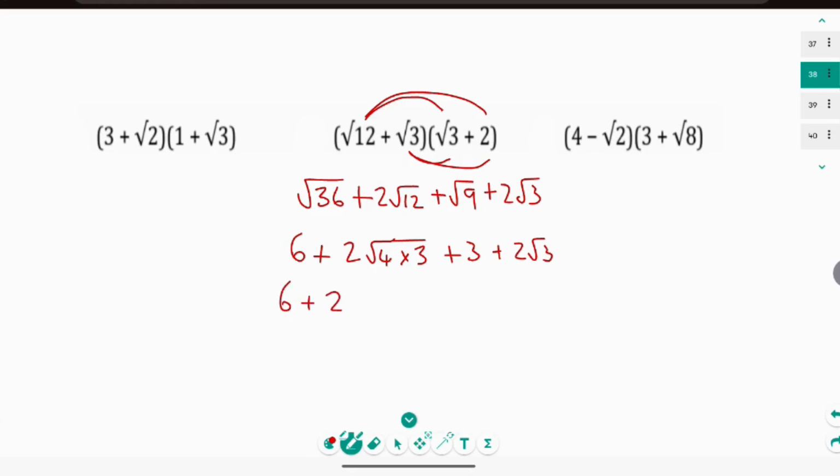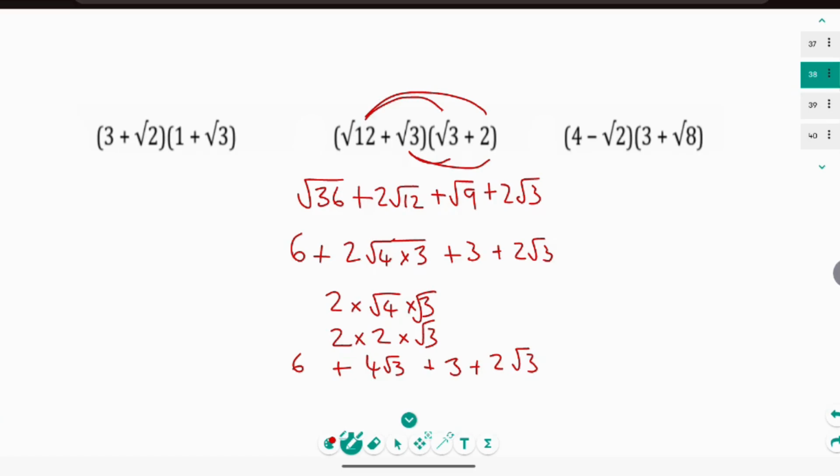Root 12 you can split up into root 4 times root 3. Let me just actually simplify this first and I'll pop it back in. Square root of 4 is 2. 2 times 2 is 4, so that's simplified to 4 root 3, which gives us 6 add 4 root 3, add 3, add 2 root 3. Collect our like terms. 6 add 3 is 9. 4 root 3 add 2 root 3, 6 root 3.